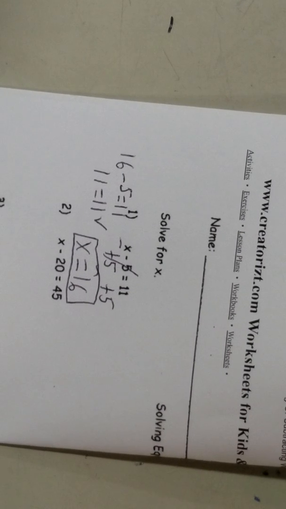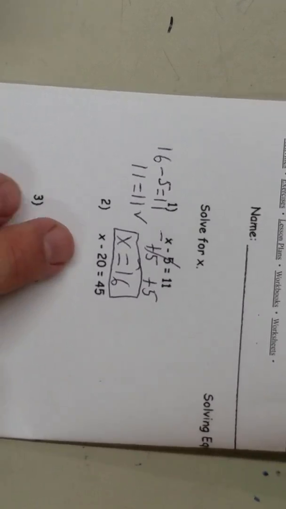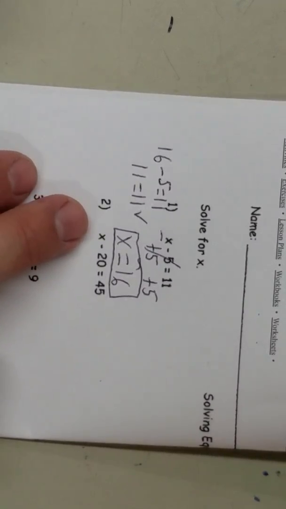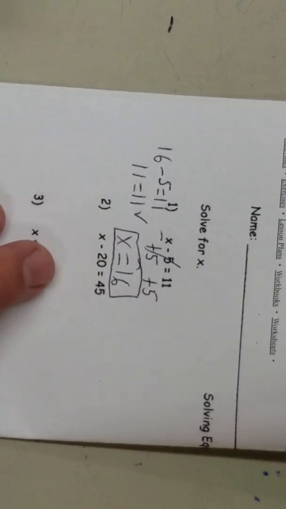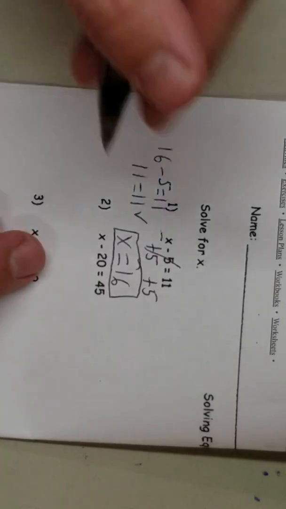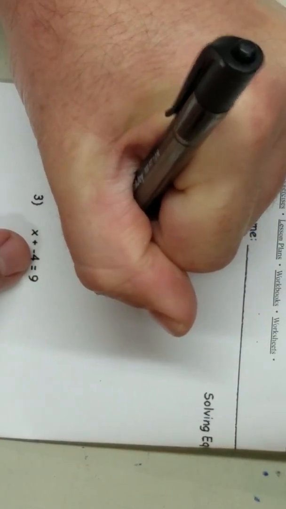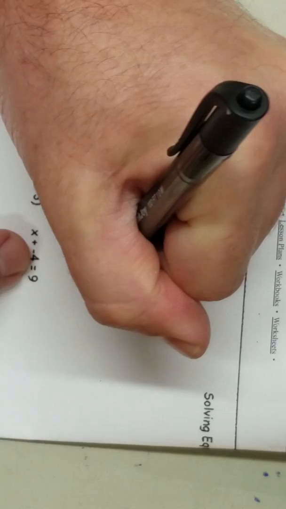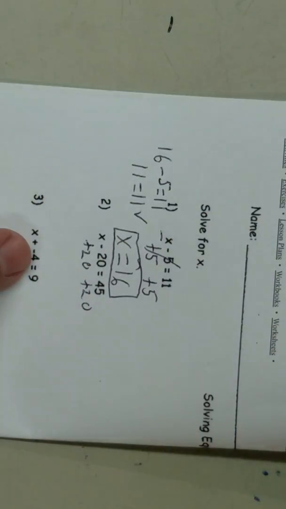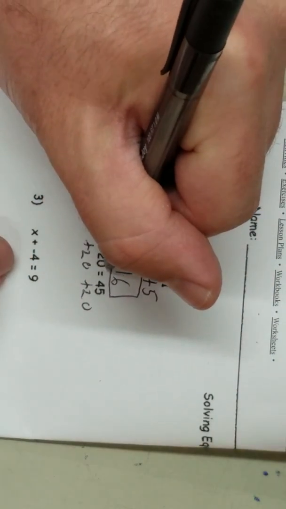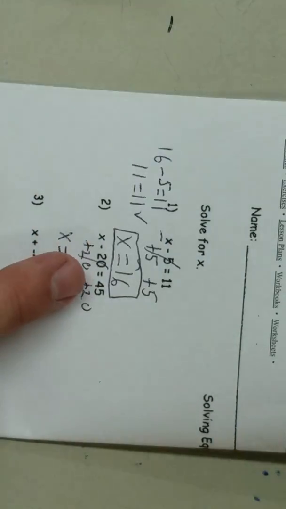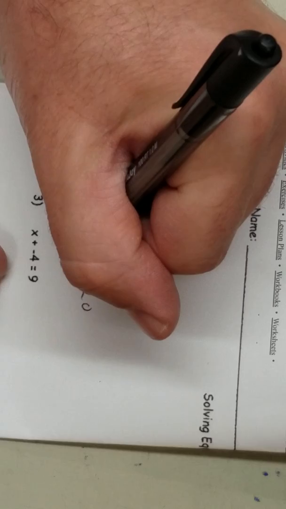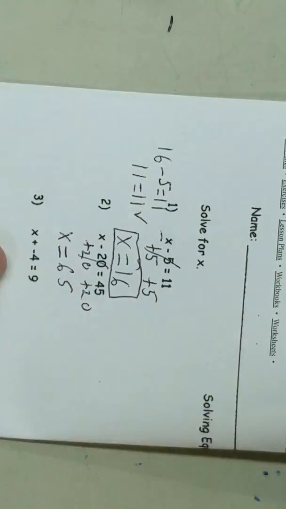The next one here, number 2. Now here you have an x you want to get by itself, and a negative 20, or minus 20, equaling 45. So you want to get rid of that negative 20 by adding 20 on the left and adding 20 on the right. So these two would cancel each other out, and you'd be left with x equaling 45 plus 20, which would equal 65.